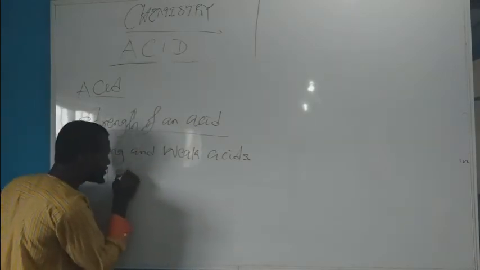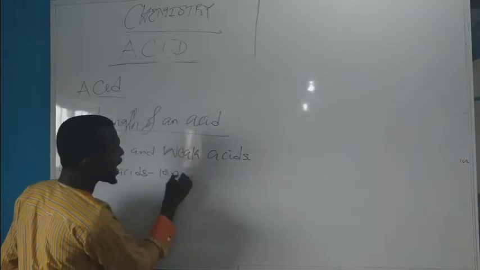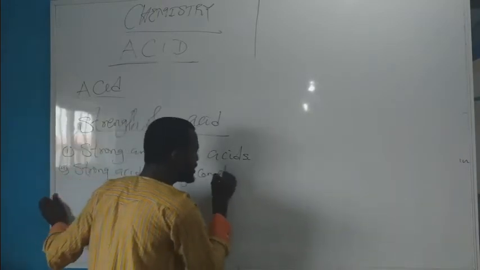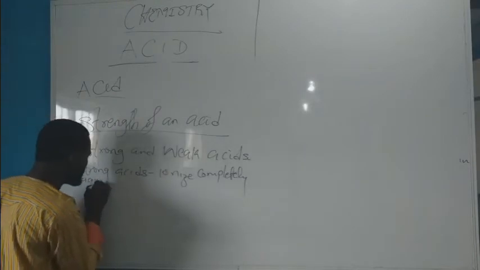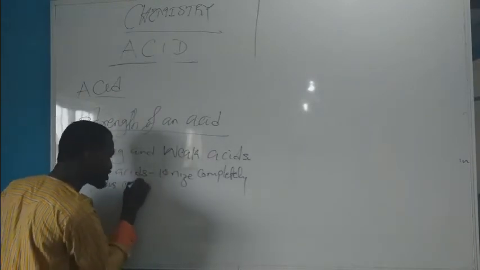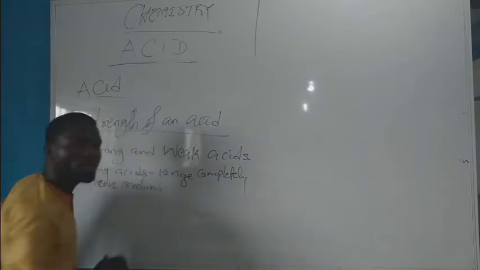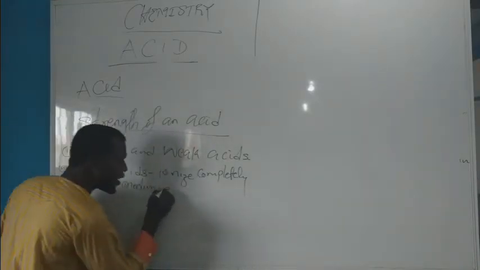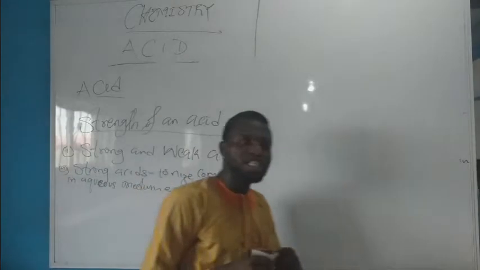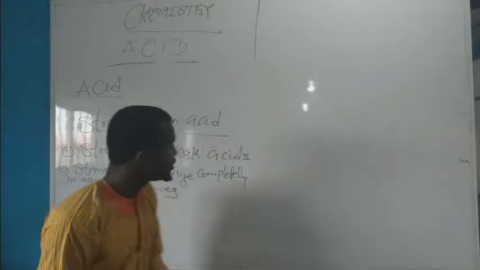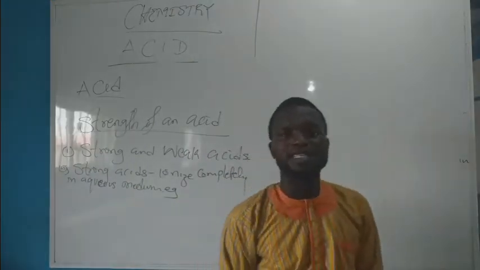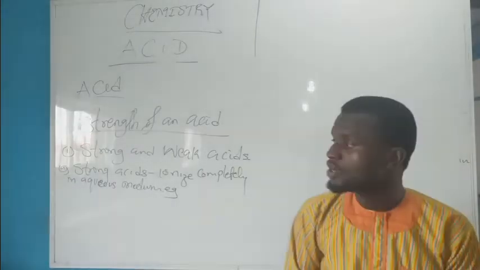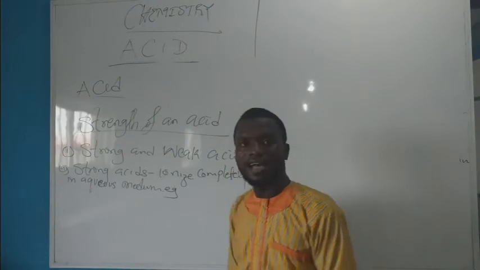Strong acids ionize completely in aqueous medium. Now, we differentiate between two forms of acid. We have what is known as the oxo acids, and we have what is known as the hydrohalic acids. Now, what are oxo acids?